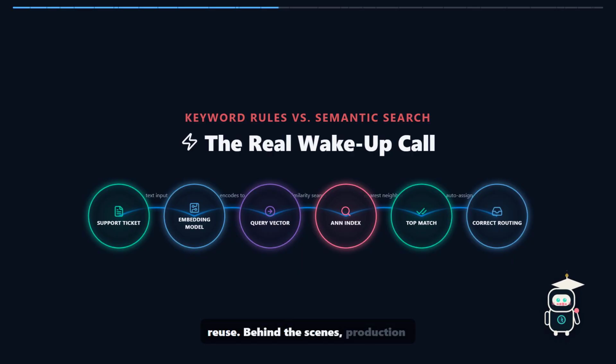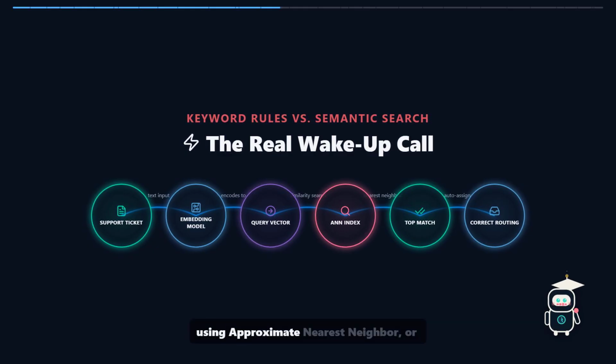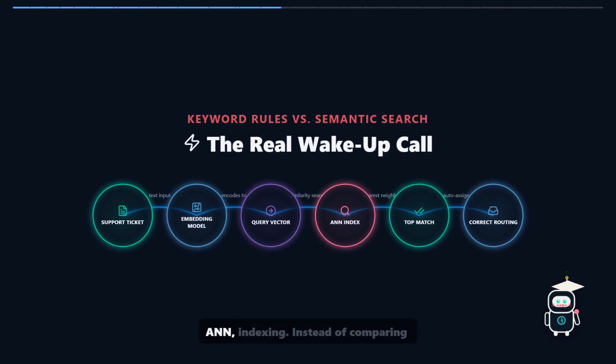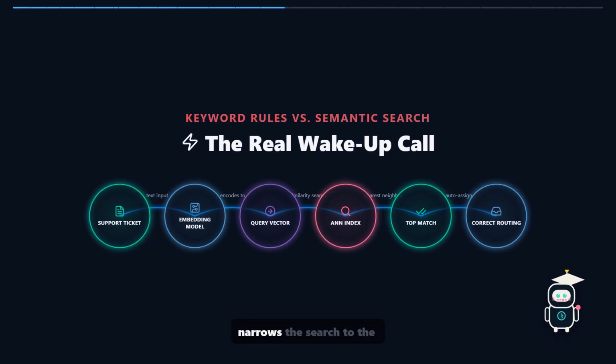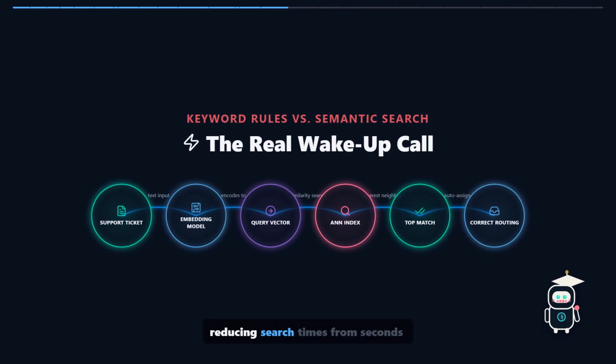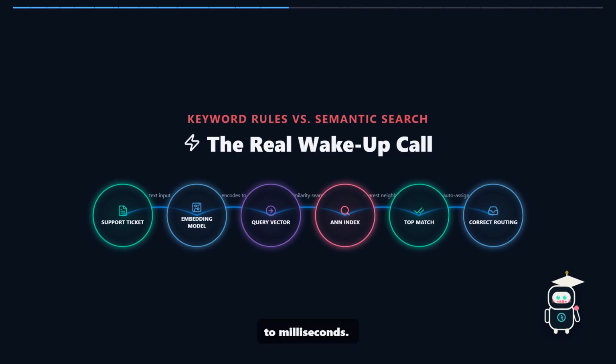Behind the scenes, production vector databases achieve this speed using approximate nearest neighbor, or ANN, indexing. Instead of comparing every vector in the database one by one, ANN intelligently narrows the search to the most promising candidates, returning results that are extremely close to the best possible match while reducing search times from seconds to milliseconds.